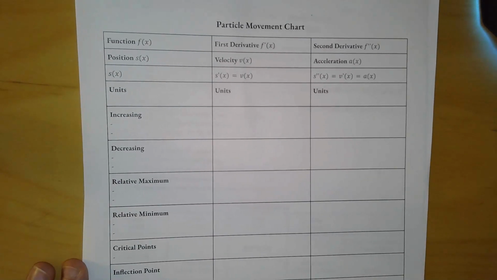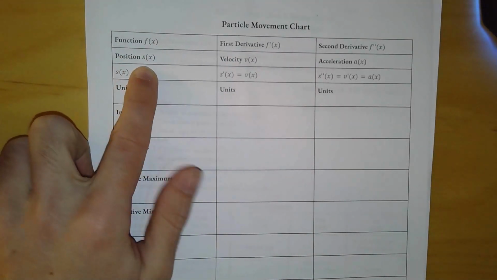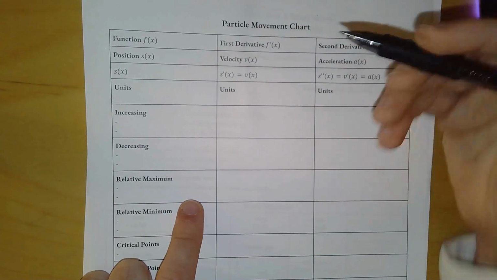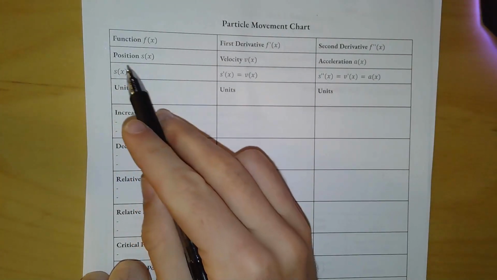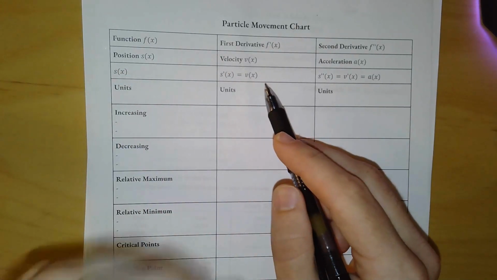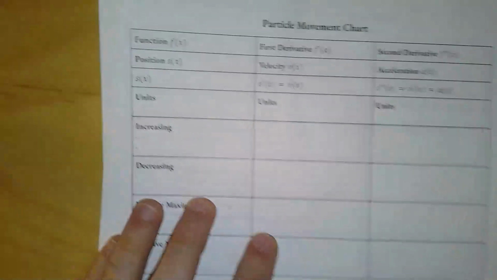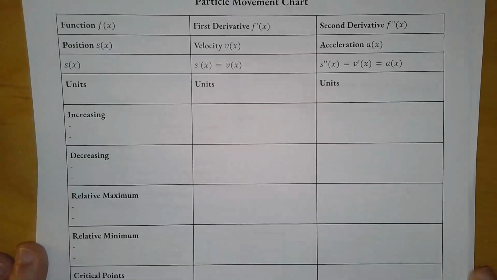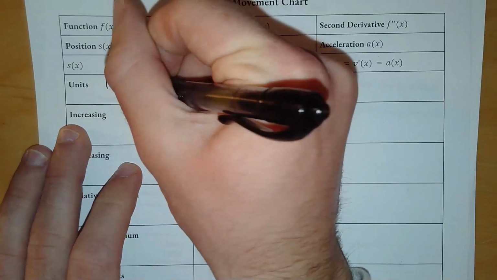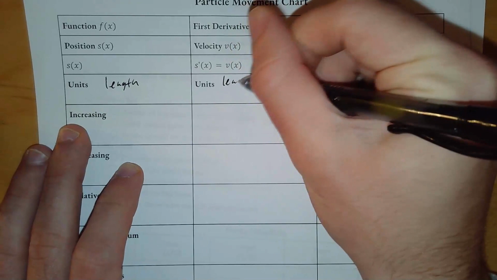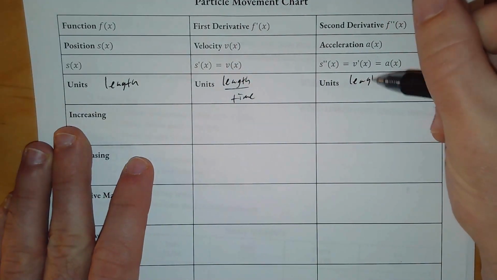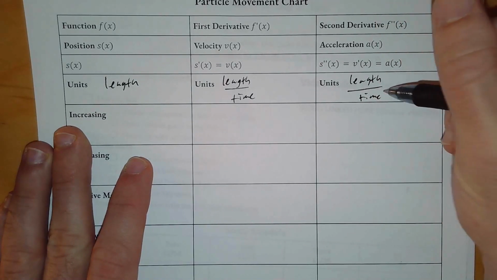So the idea of it is, the function is essentially the position, the first derivative is essentially velocity, and the second derivative is acceleration. You can see the relationship. This is position, the first derivative of position is velocity, and the second derivative of position is the acceleration. And we talk about units: position will always be a length, velocity will always be some length over some time, and acceleration will always be some length over some time squared.